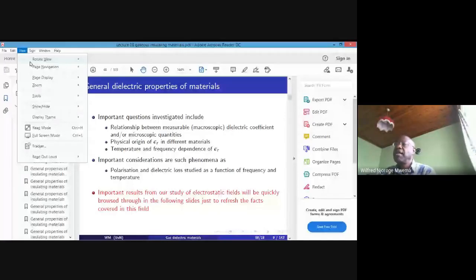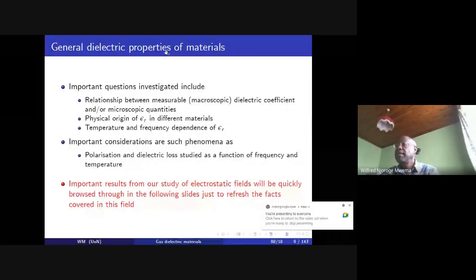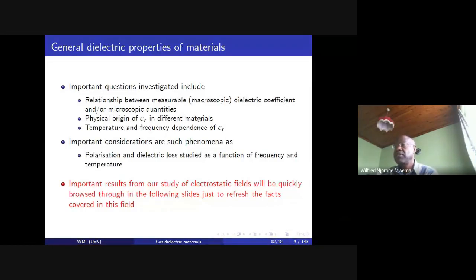So what I mean is that the general dielectric properties of materials will include, that is, we are going to investigate the relationship between measurable dielectric coefficient and macroscopic quantities, the physical origin of epsilon r in different materials, the temperature and frequency dependence of the dielectric constant epsilon r, and the important considerations will be those phenomena such as polarization and dielectric laws that are studied as functions of frequency and temperature.